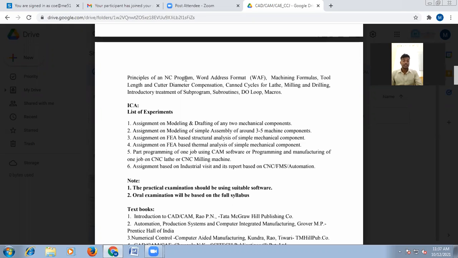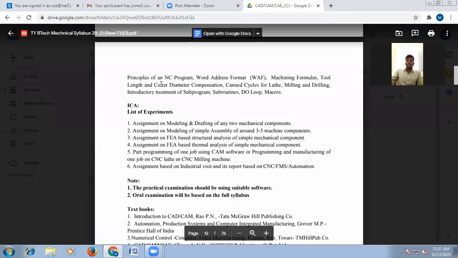If yes, then how? Then subroutines, then do loops and macros. All those things you will cover in this last chapter. So this is our syllabus. This 6th chapter we will see in this our CAD CAE subject.